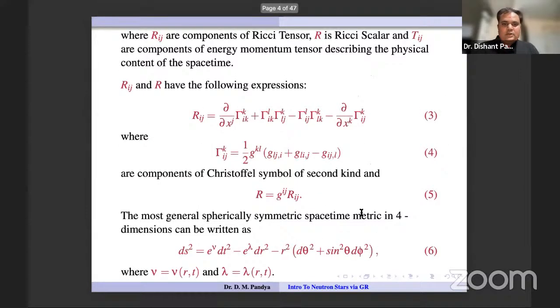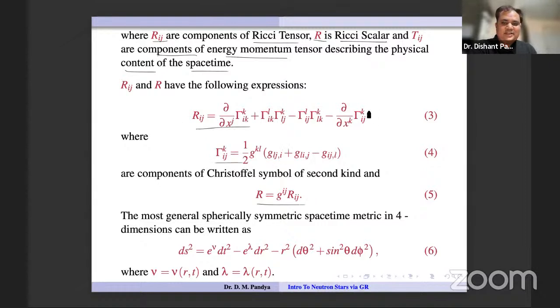Okay, so as I told you, Rij is the Ricci tensor, R is the Ricci scalar, and Tij are components of the energy-momentum tensor describing the physical content of the space-time. Now Rij and R have these expressions.